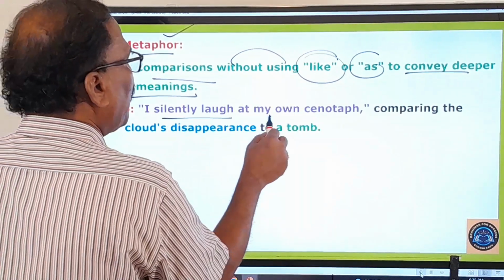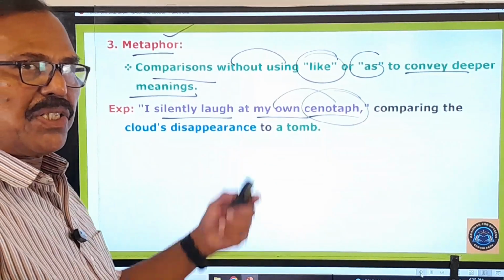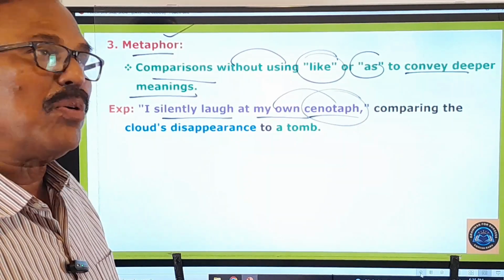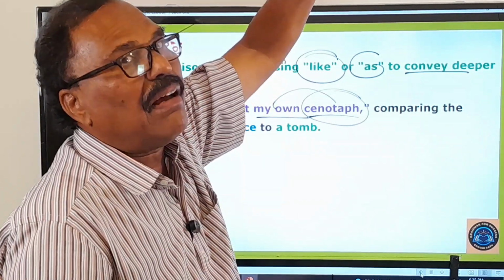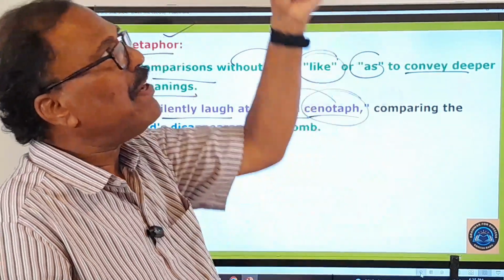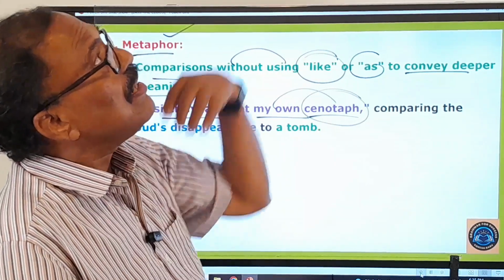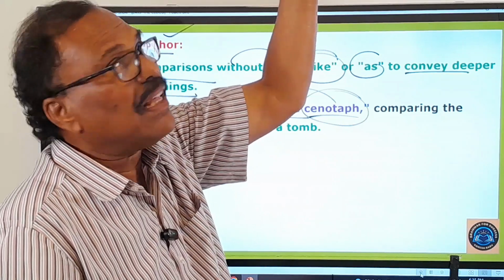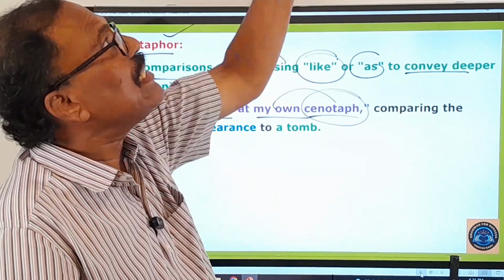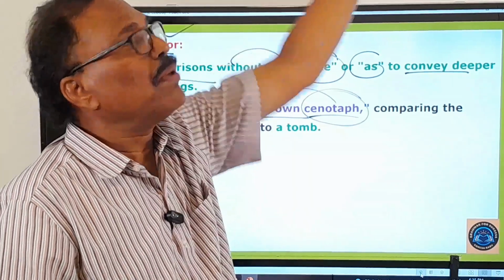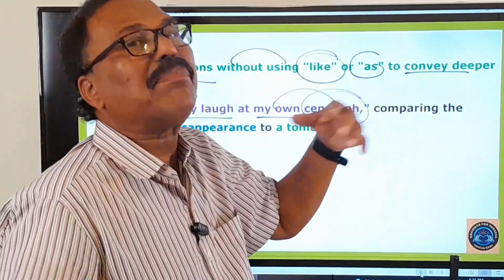I silently laugh at my own cenotaph. Cenotaph means what? I have already told you while teaching you the poem. Cenotaph means tomb. Tomb, in other words, disappearance. After all the clouds in the sky have rained, okay, will there be any more clouds in the sky? No. So now this cloud says there are no clouds at all in the sky. The clouds are exhausted in the sky, and that is just like my tomb. The disappearance of all clouds is just like my tomb.